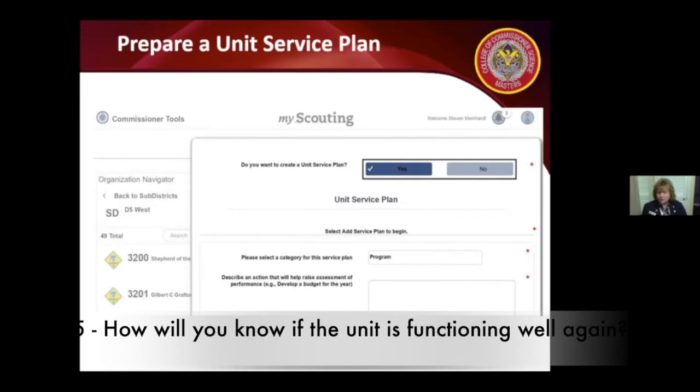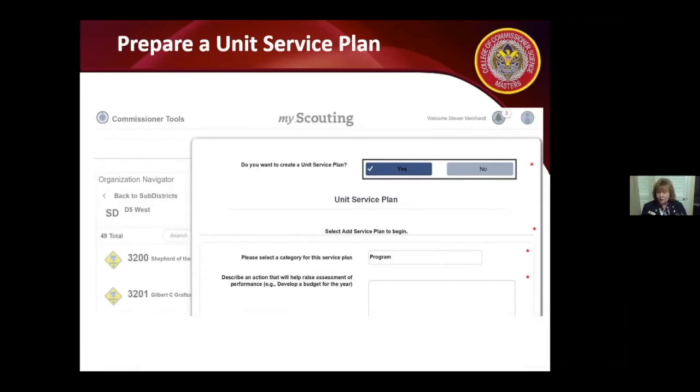All right. How will you know that the unit is functioning well again? The big thing is to make sure that the goals you set for the unit are attainable and measurable, so you can see things actually happen. Most of all, the critical issues will take more than one meeting to solve. It's going to take a few weeks and months to see what's going on. So make sure that you keep track of what's going on and attend your meetings.